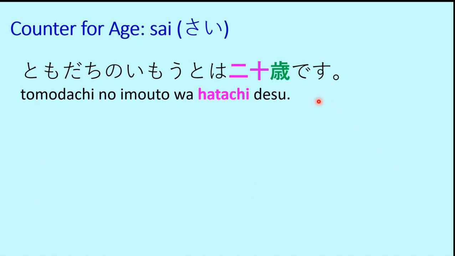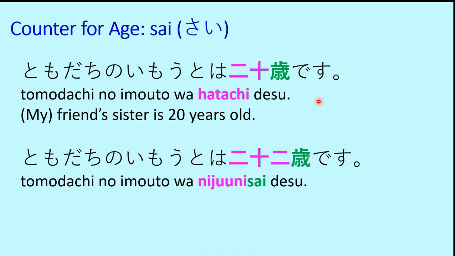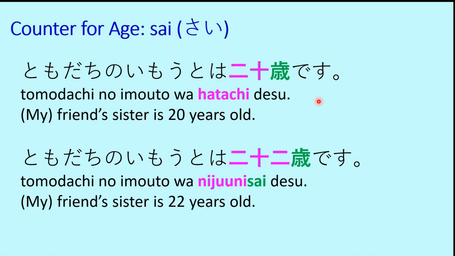Tomodachi no imoto wa hatachi desu. My friend's sister. Imoto is sister. Tomodachi means friend. So my friend's sister is 20 years old. Hatachi. Tomodachi no imoto wa nijuni sai desu. My friend's sister is 22 years old.